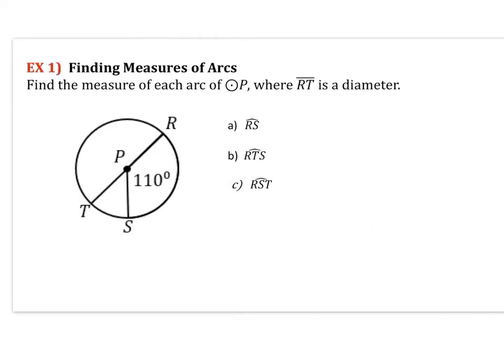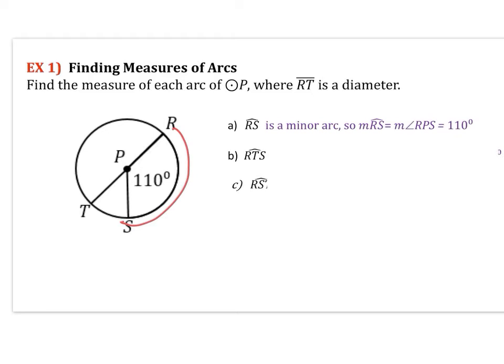All right, so let's practice finding the measure of arcs. Let's find the measure of arc RS. So that's from R to S. And the central angle that intercepts this arc is 110 degrees. Since arc RS is a minor arc, the measure of arc RS is equal to the measure of angle RPS, which is 110 degrees.